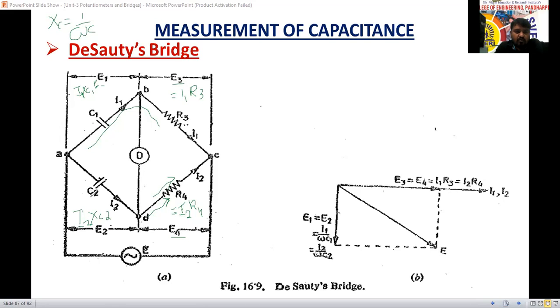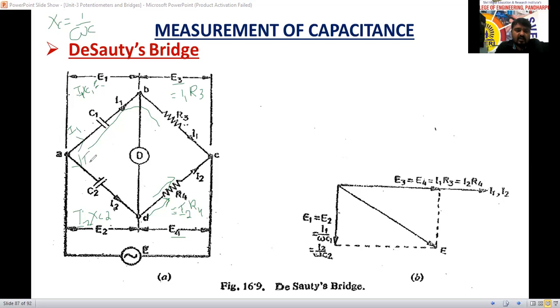Next, what you will do? We have to draw the phasor diagram here now. Which current is flowing here? I1. Okay, how many currents are there? I1 is flowing here and I2 is flowing here. I1 and I2 are flowing here.